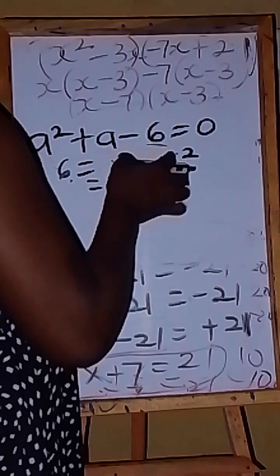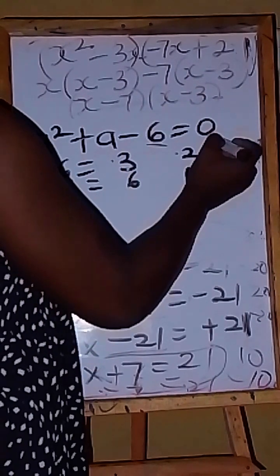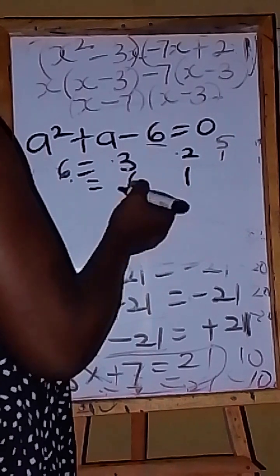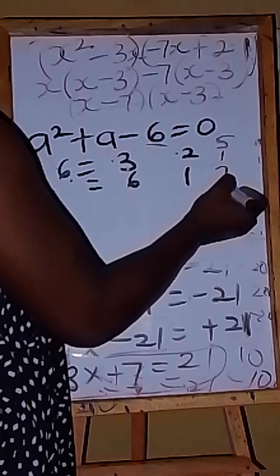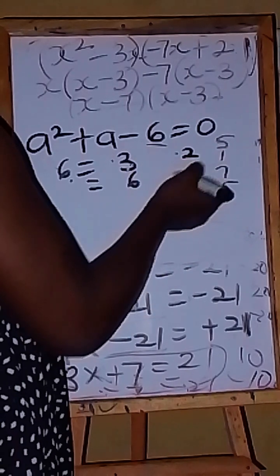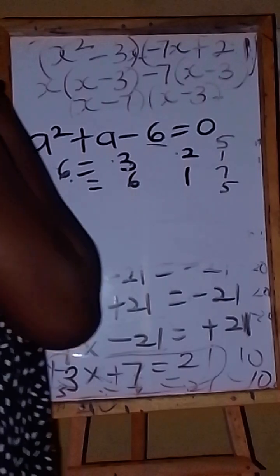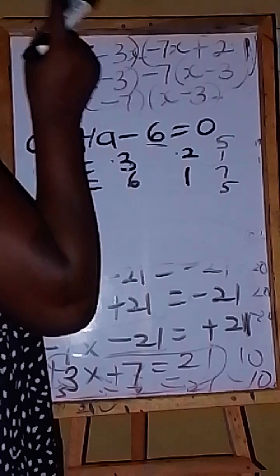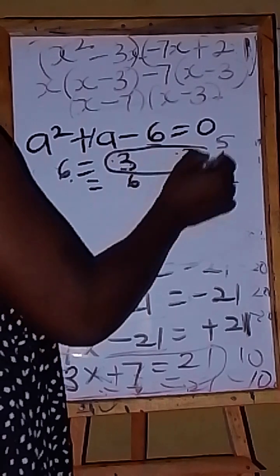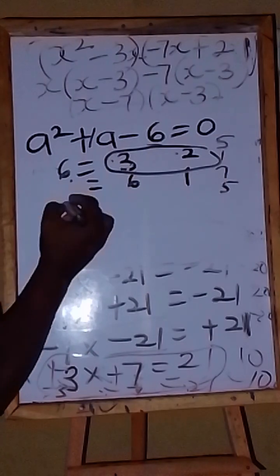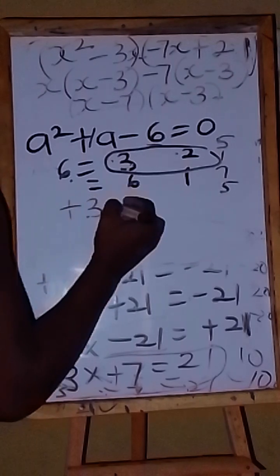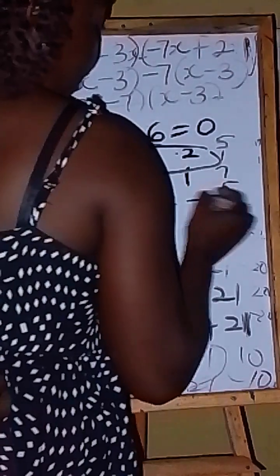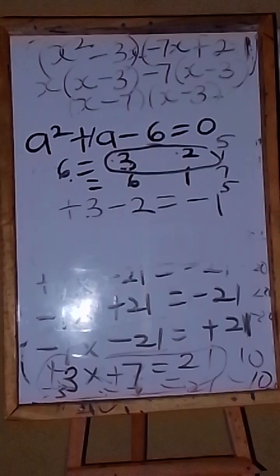If you add up these, it gives you 5 or it gives 1. If you add up these, you either have 7 or you have 5. And if you multiply the two, you get this. So you check, this is 1. So that says these are the two factors. Picking this, that means we have plus 3 minus 2. Plus 3 minus 2, what do we have? We have minus 1.